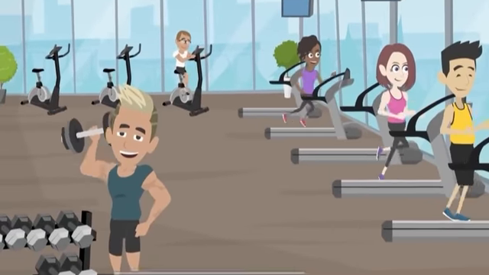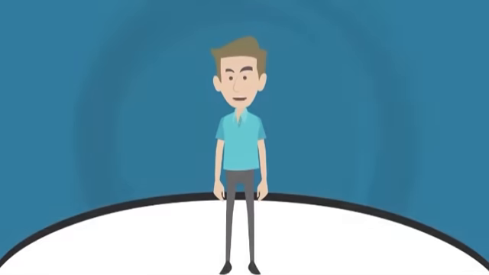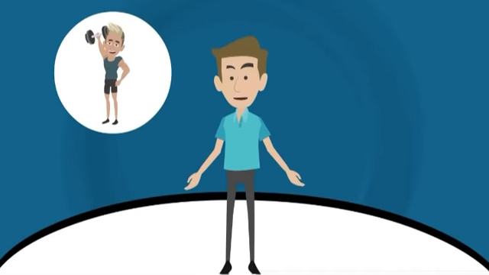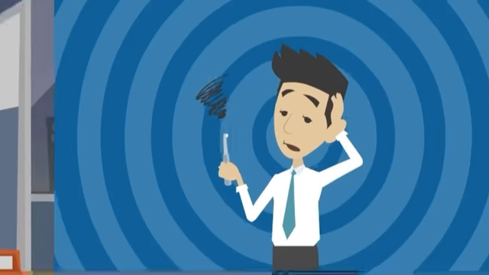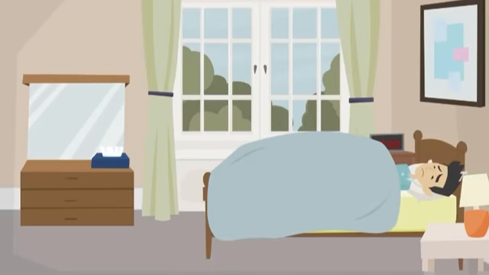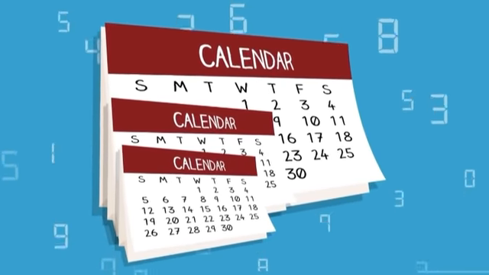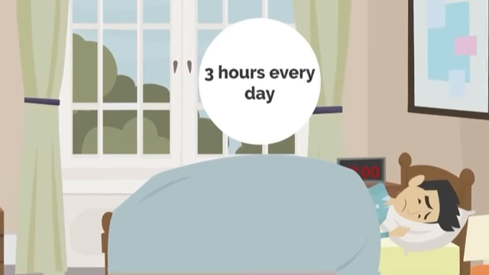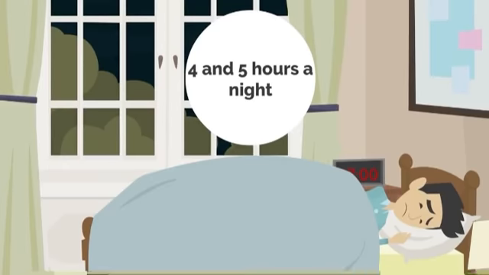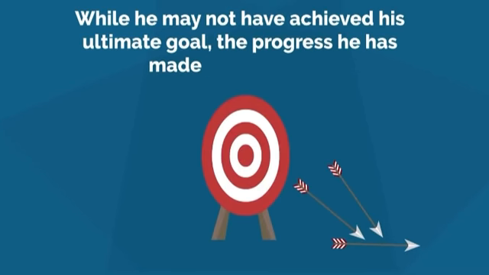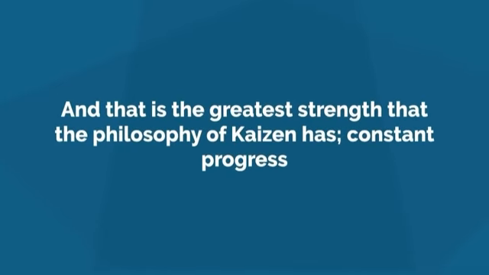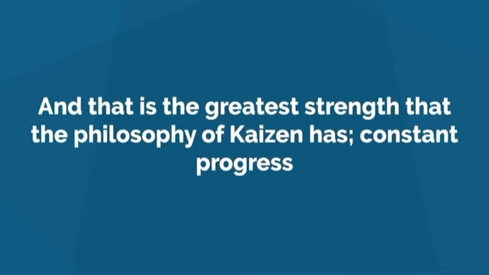Developing a habit is like building muscle from working out over a period. When you miss strength training for 3 sessions, the muscle you built over 6 months is unlikely to dissipate into thin air. If you're going through a rough patch, don't be frustrated and give up. For a while now, Brian has been failing at his goal of sleeping for at least 7 hours a night. When you look closely, however, you will note 3 years ago, he was sleeping for barely 3 hours every day. Currently, he sleeps for between 4 and 5 hours a night. While he may not have achieved his ultimate goal, the progress he has made is undeniable. And that is the greatest strength that the philosophy of Kaizen has: constant progress.